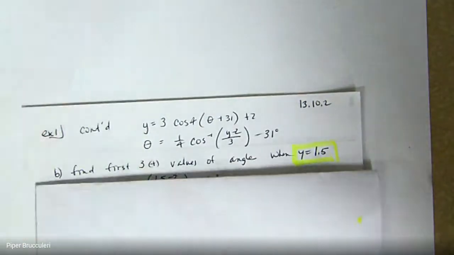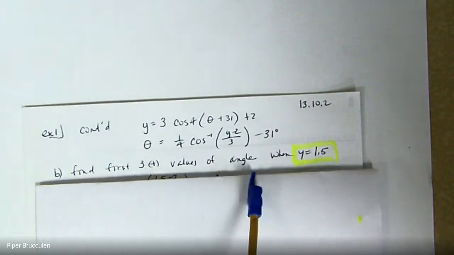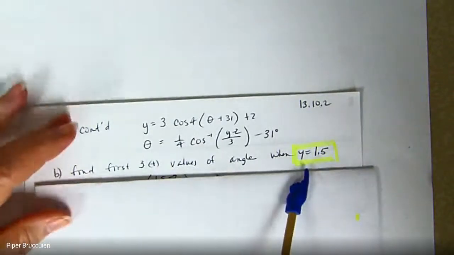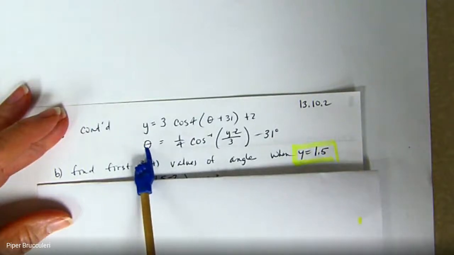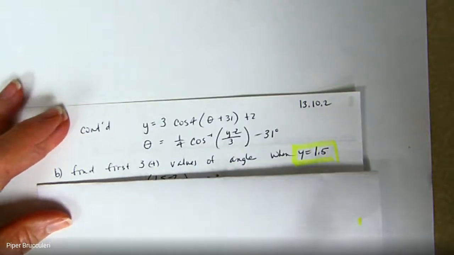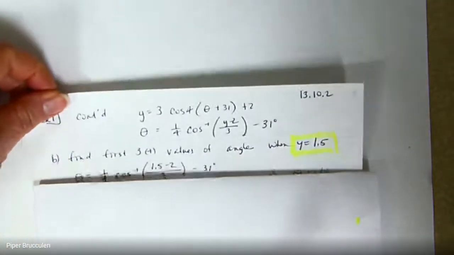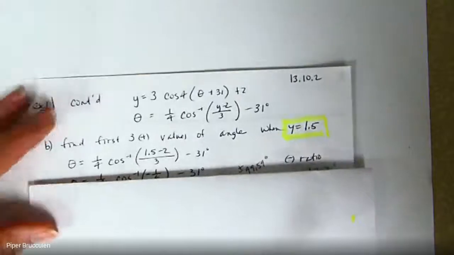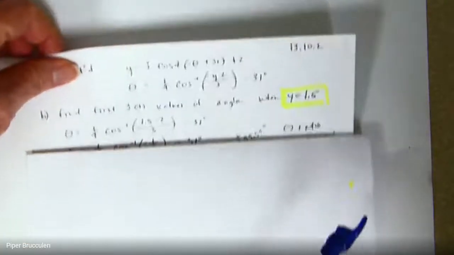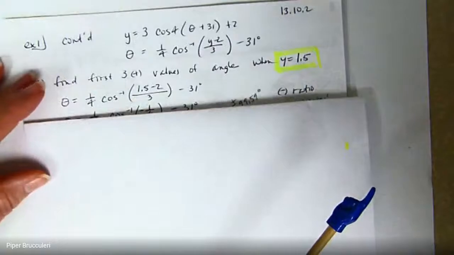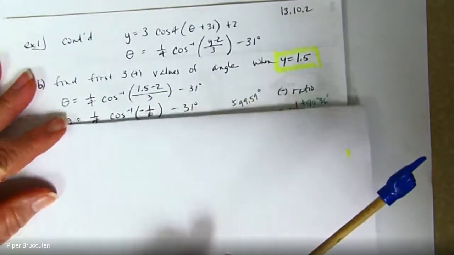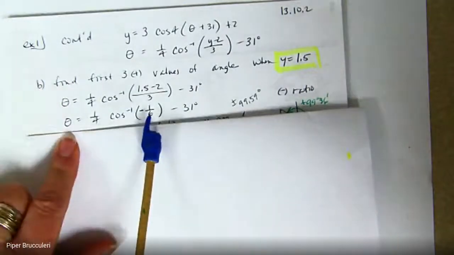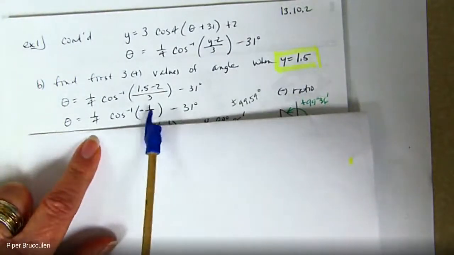So now our goal is to find the first 3 positive values of an angle where the y value is 1.5. So we're going to plug in 1.5 here and find the first 3 positive values, not just random, but going in order. So to do that, we first plug in the 1.5. And then once we plug in the 1.5, we simplify with the calculator. So 1.5 minus 2, enter, divide by 3. We're going to get, actually, that strange decimal is the fraction -1/6.